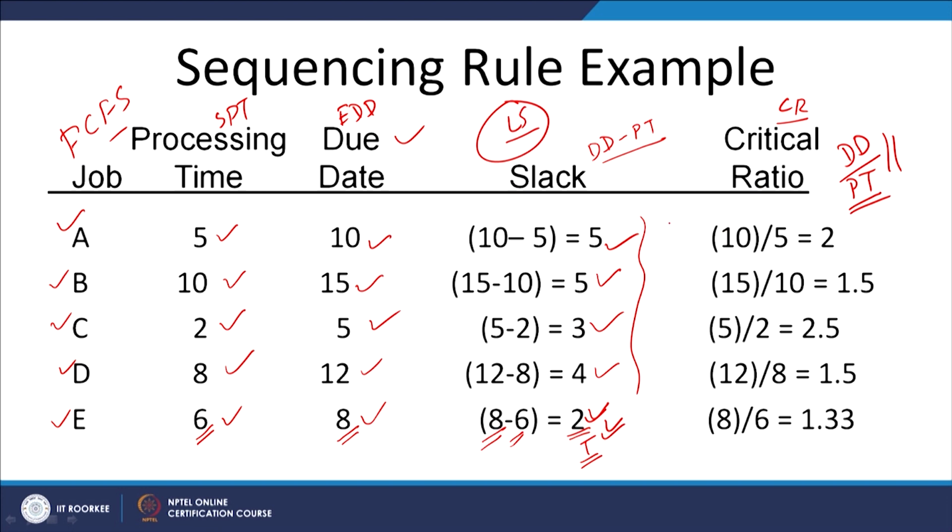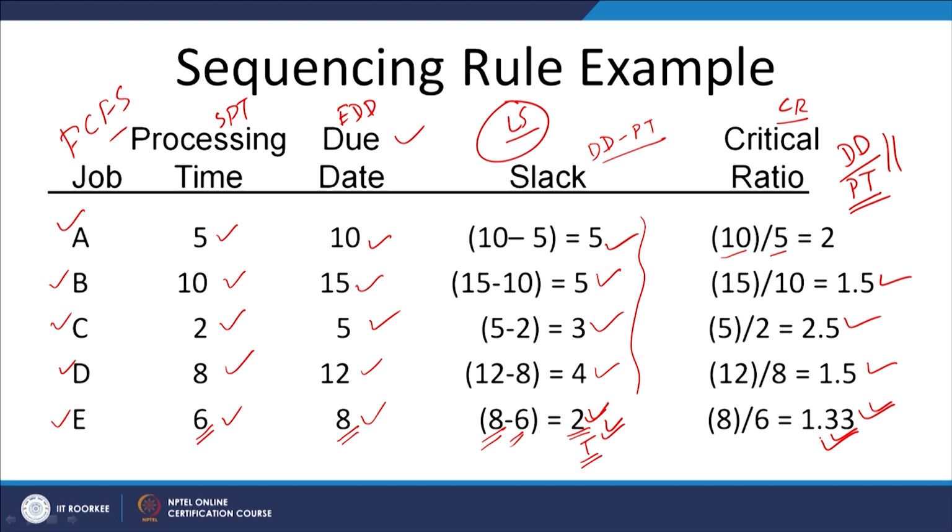So, the critical ratio when calculated for A, where 10 is the due date from today and the processing time is 5, is 2. For B it is 1.5, for C 2.5, and for D 1.5, and for E. So, the greater the critical ratio, the lesser the chances of delay, and the lower the critical ratio value, the greater the tendency for getting delayed. So, the jobs having the lower critical ratio will be given the top priority.